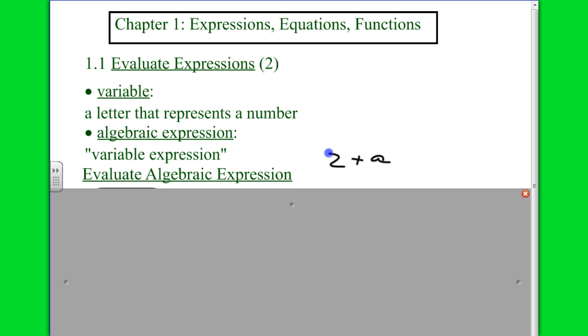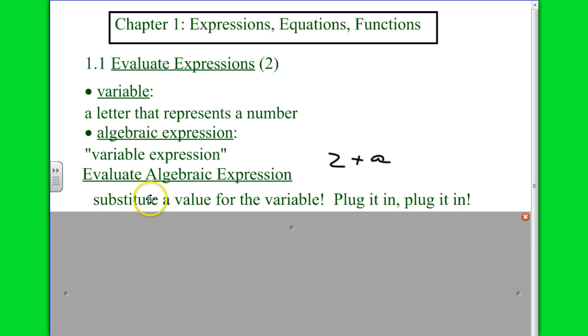Well, okay, we have a variable A, so we need to have a value for the variable, right? So give me some value. 3. So he says if A is 3, then we can evaluate that. If A is 3, what is that expression equal to? 5. So you may evaluate means to find the value, and we can do that when we know what the variable's value is, right? We substitute a value for the variable. And I usually say plug it in. If you know what A is, you just plug it in. And then state what the value is for that expression.